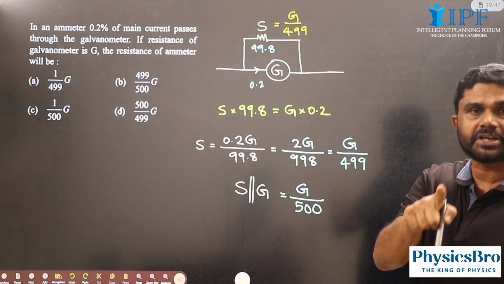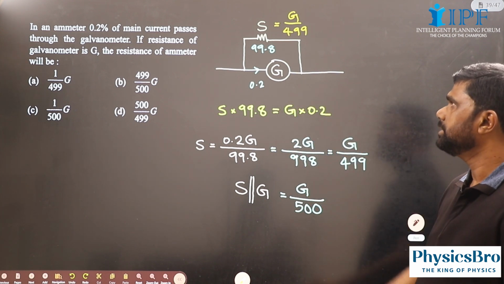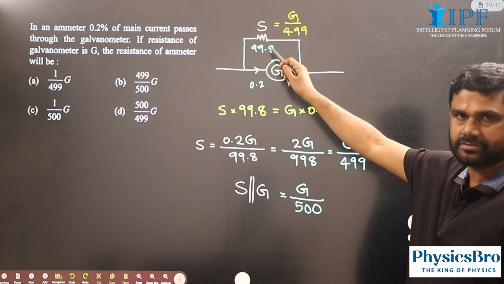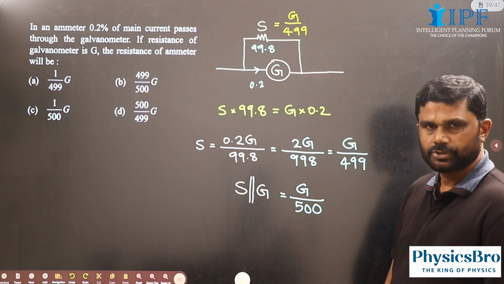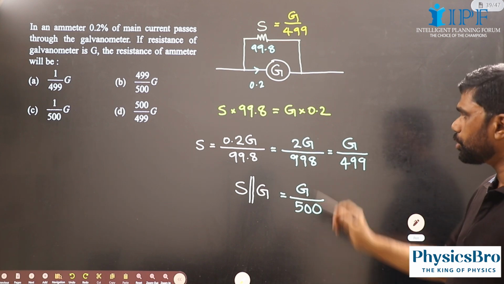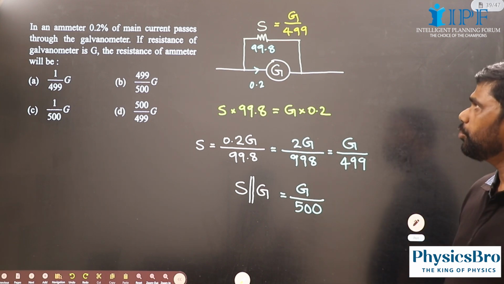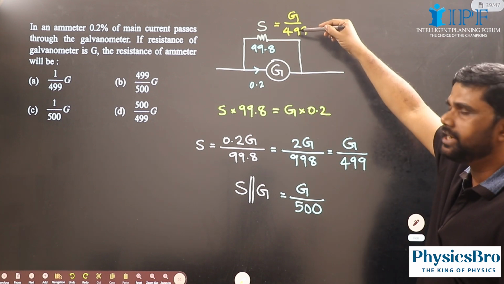How do you find the voltage? Resistance into current. Here the current is 0.2, resistance is G. Here the current is 99.8, resistance is S. So you will get S equal to 0.2 G by 99.8, or 2G by 998, or G by 499. So this is G by 499.